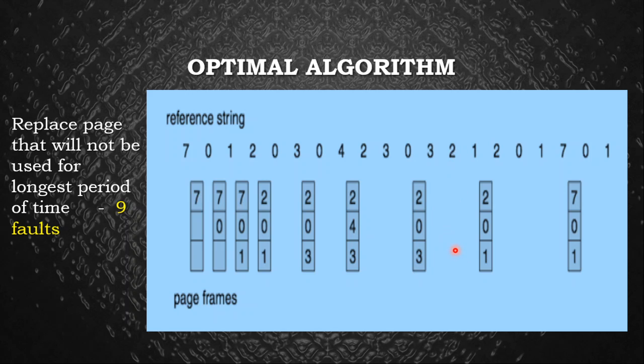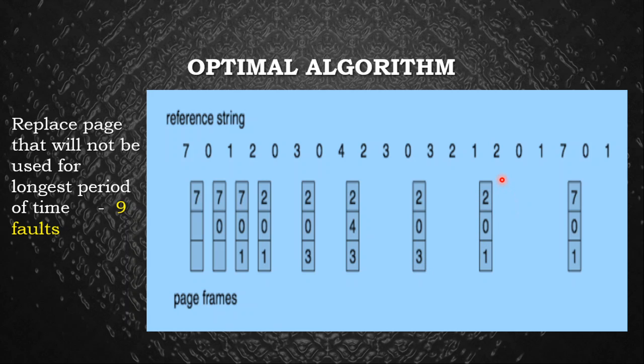2 is already here, no page fault. Then 1. So how to remove, how to insert this 1? Again check nearby: 3, 2, 0, 1 are needed, but 2, 0 is very close. So you cannot remove this 2 and 0 for the time being. You can remove this 3, and so 2, 0, 1.